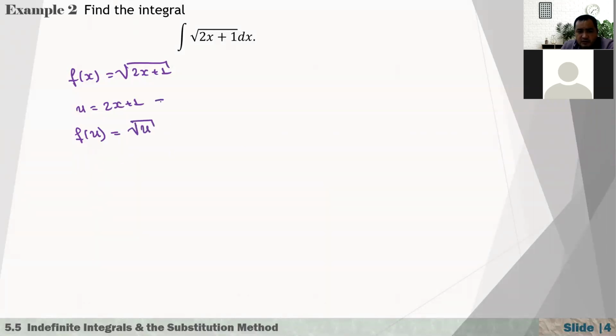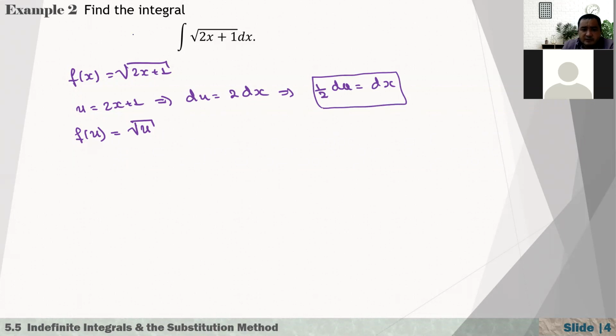And since u is equal to 2x plus 1, what is the differential of u? The differential of u is equal to f prime of x dx, which is equal to 2 times dx. So now instead of dx, from here I can write 1 over 2 du, dividing both sides by 2. So now suppose our integral is I, that's the first step. Now the second step: I will be equal to the integral of square root of u times, instead of dx, I can write 1 over 2 du.